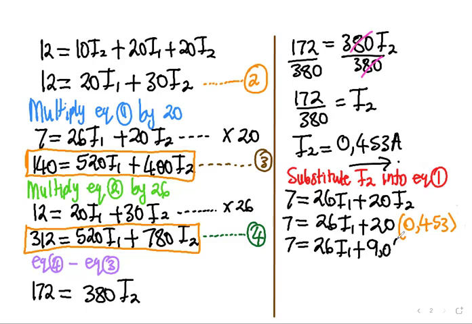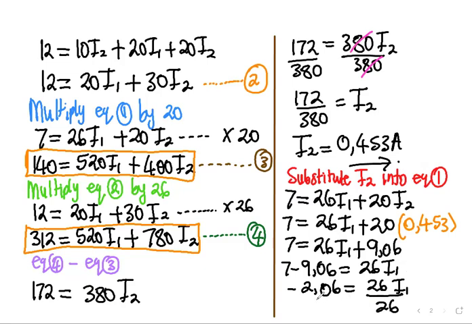So write 9.06. So here it will be 7. We take that positive 9.06 on the other side, it changes the sign to become negative. So it's going to be 7 minus 9.06 equals 26 I1. So when you subtract, it's minus 2.06 equals 26 I1. You divide both sides by 26. So this cancels that. Then our I1, we're gonna get a negative 0.079.